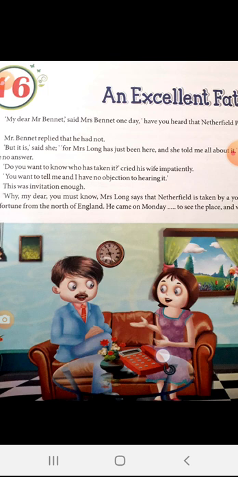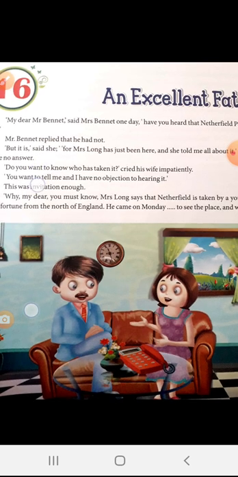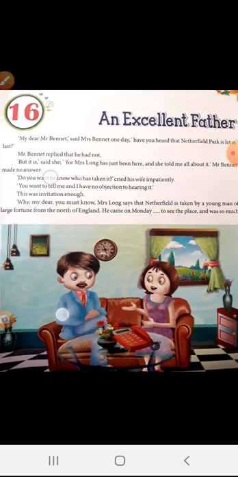Mr. Bennet said, "You want to tell me?" "I am hearing. I have no objection to hear you." This was invitation enough. "Why, my dear, you must know. Mrs. Long says that Netherfield is taken by a young man of large fortune from the north of England."